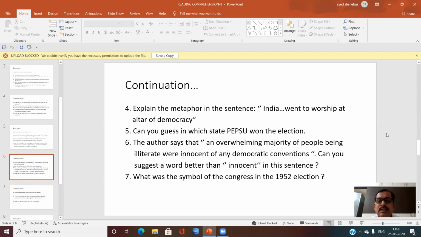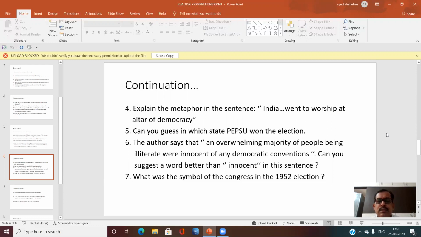Explain the metaphor in the sentence: India went to worship at altar of democracy. The meaning of this sentence is democracy is described as a goddess and the voters are compared to the devotees of the goddess. Democracy is a goddess and voters are worshippers.